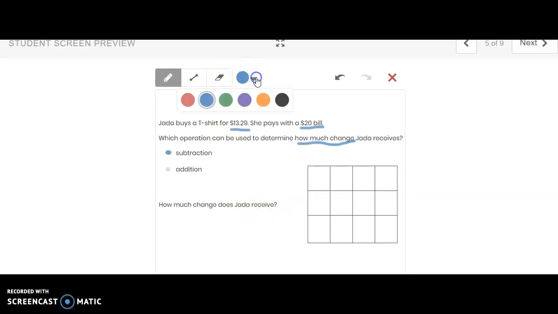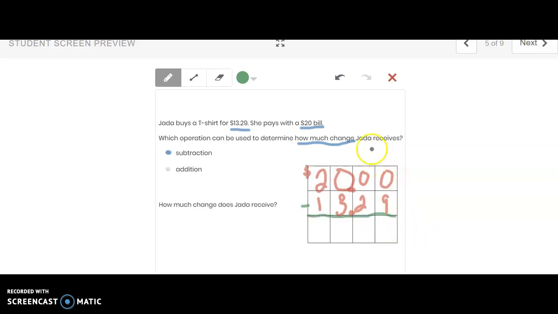So we want to set up our problem in the grid over here to show that we're going to take the $20, and of course, that's 20 whole dollars. We want to show the cents, so we need to include that decimal. All right, so there's our $20. And we're going to take away what she spent on the t-shirt, which was $13.29. I'm not very good at keeping my line straight here, but I'll do my best. There we go. So now we need to do some subtraction.